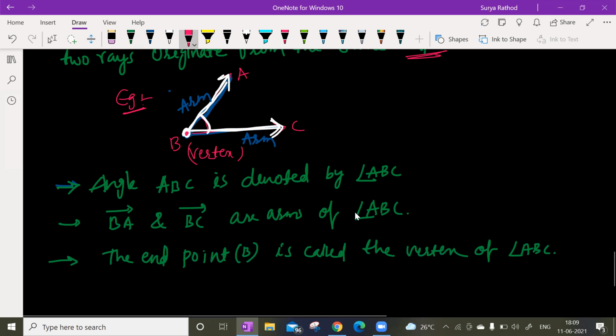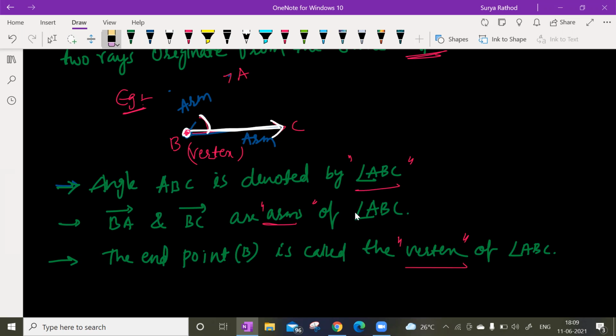All right, guys, look at this. This point B is going to be called what? Vertex. BA and BC are arms, and the angle is denoted by ABC. Angle ABC is denoted by how? ABC. I hope it is clear to everyone. Clear? Yes, sir.